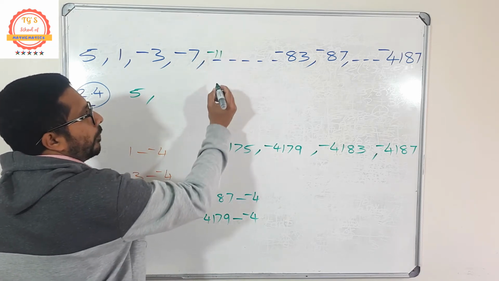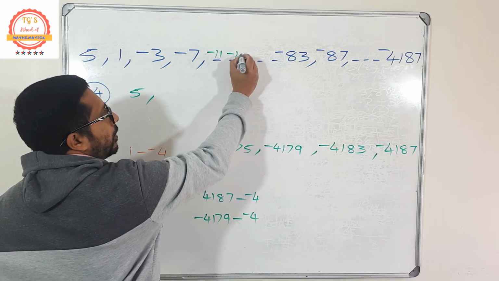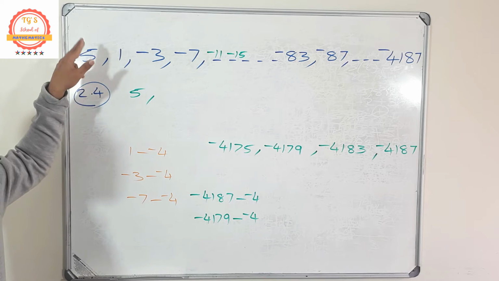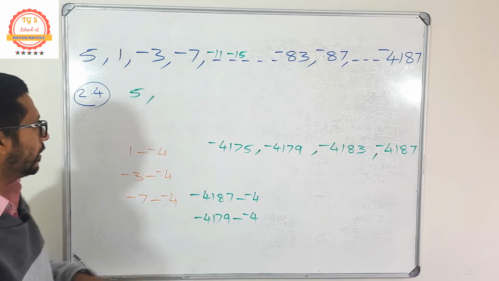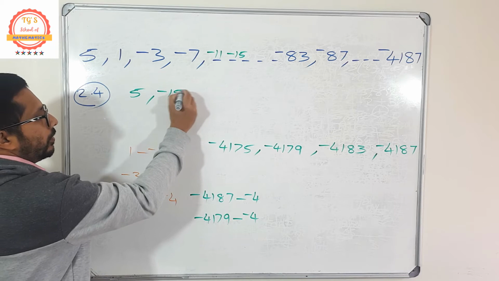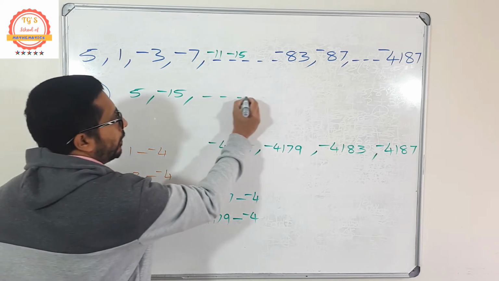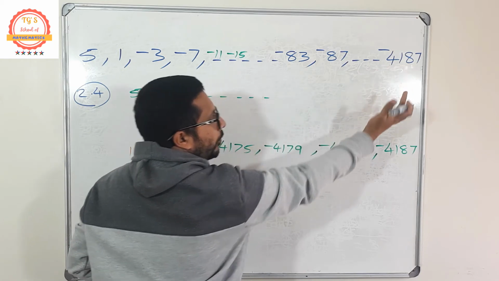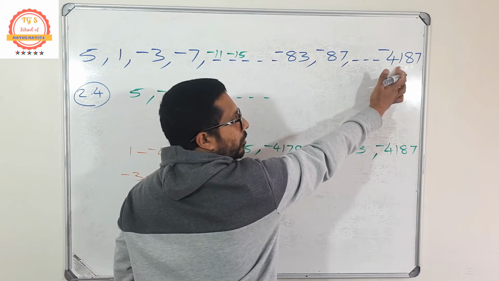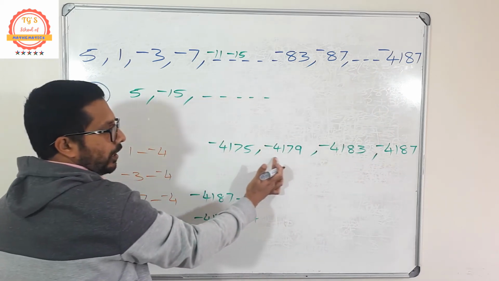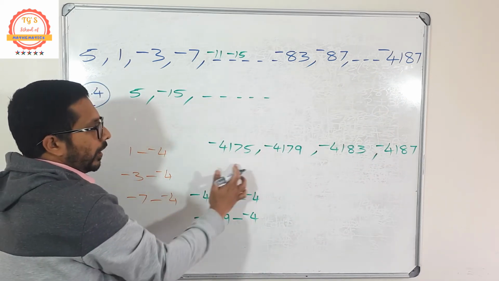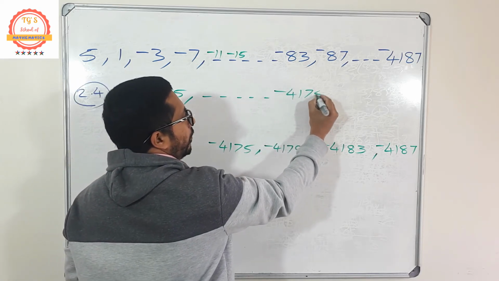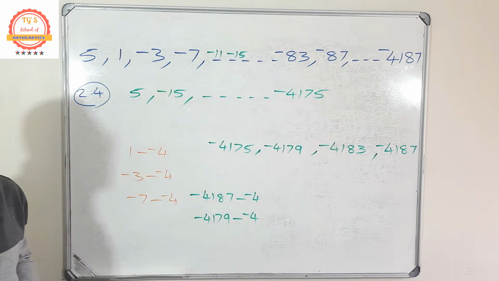Next term is minus 11 minus 4. That means minus 15. Can you see that after this 5, the next term divisible by 5 is this minus 15. So next term is minus 15. Okay, etc. Now we know the last term in the given sequence is this one, but that one is not divisible by 5. So you have to find which one is the last term divisible by 5. We got minus 4175. So minus 4175 is the last term divisible by 5.